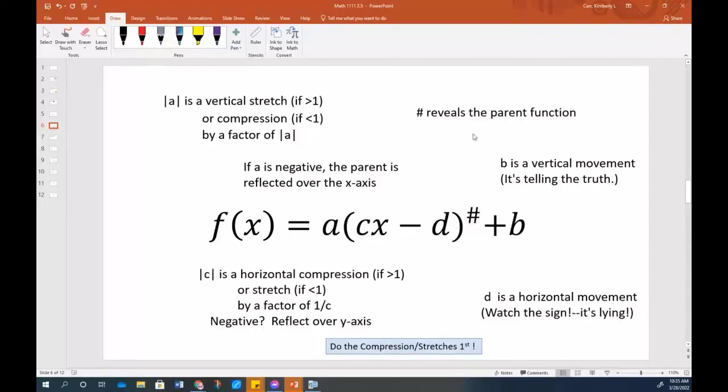Any power that you see here would help you reveal the parent function. You know, it could just be an x squared or an x cubed. If you have some other grouping symbol like absolute value, you're going to find those in there. That's going to be your parent function. Now, B is a vertical movement. It's not grouped with the X, so it's not lying to me. It's telling the truth. Okay?